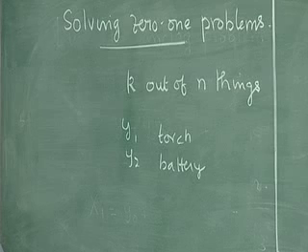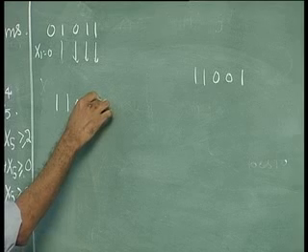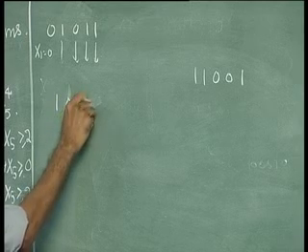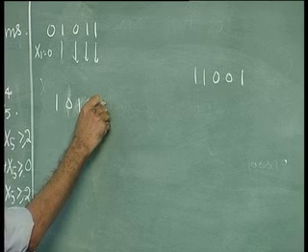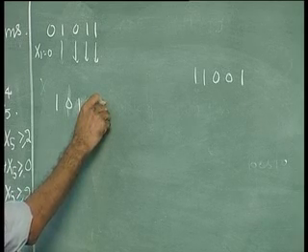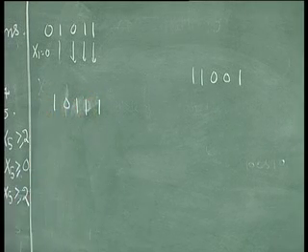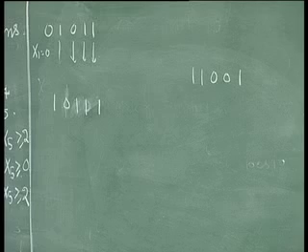Now, let us look at another case. Suppose you look at a situation where I have a solution which is like this: 1 1 0 0 or 1 1 1 0 1 1 1. Let us say we have a solution like this. This is a case where there is only 1 zero.